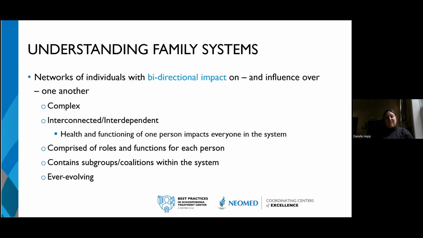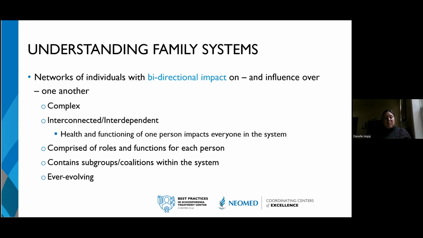These relationships are complex. There's a lot of emotional investment in these relationships, which is what makes it a bit different from group work. Because when you're working with family systems, these individuals are interconnected, interdependent, and have a long history together. We know that the health and functioning of one impacts the whole and impacts the others as individuals.